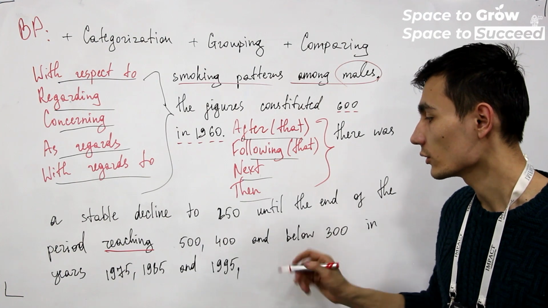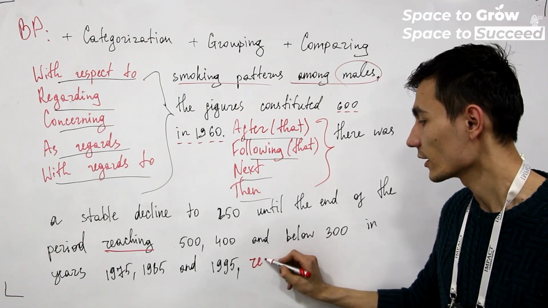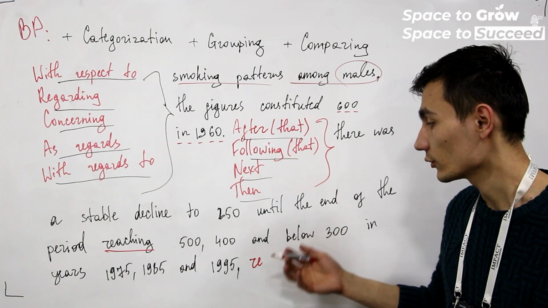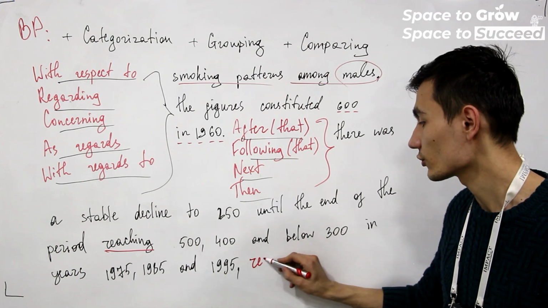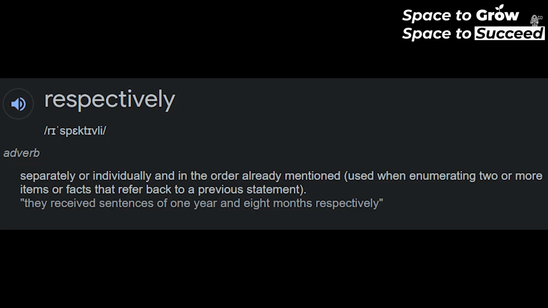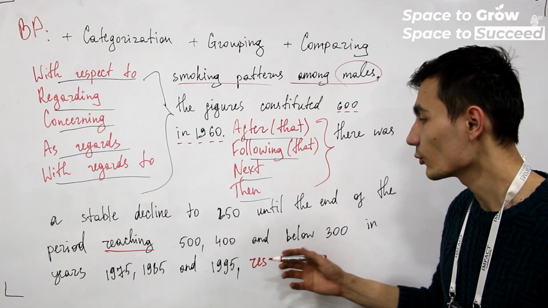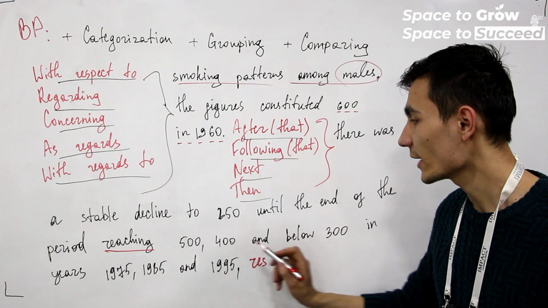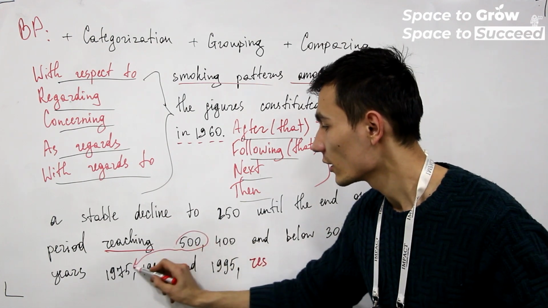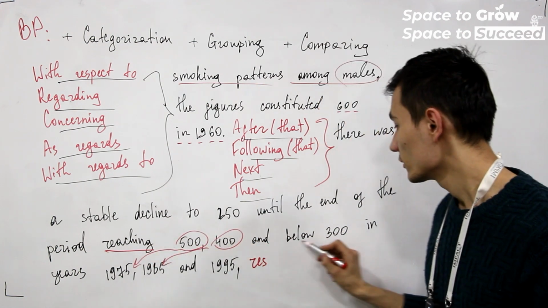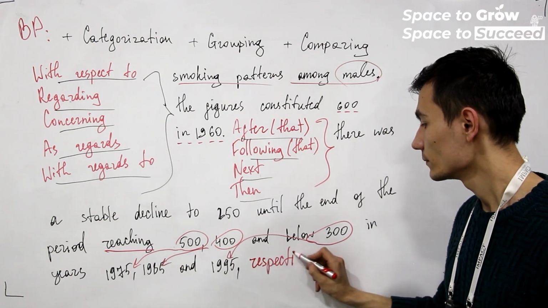So to show that they are in order, we have to use the word respectively. You can go to your dictionary and search this word. Respectively basically means these words correspond with each other. These words correspond to each other and they come together respectively.